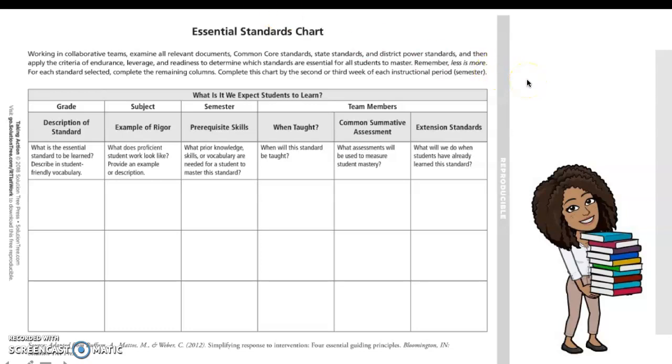First, I just wanted to share with you guys this really cool resource my team and I received from an RTI conference from Solution Tree. Ultimately, this is unpacking a standard and it's a little bit more of a robust version, but you can see that you've got the description, you've got your example of rigor, what kind of prerequisite skills, so maybe you need some remediation before you go and teach it, and some assessment examples. So this is kind of what our team has done when identifying essential standards and unpacking, and I really just kind of wanted to share it with you guys.